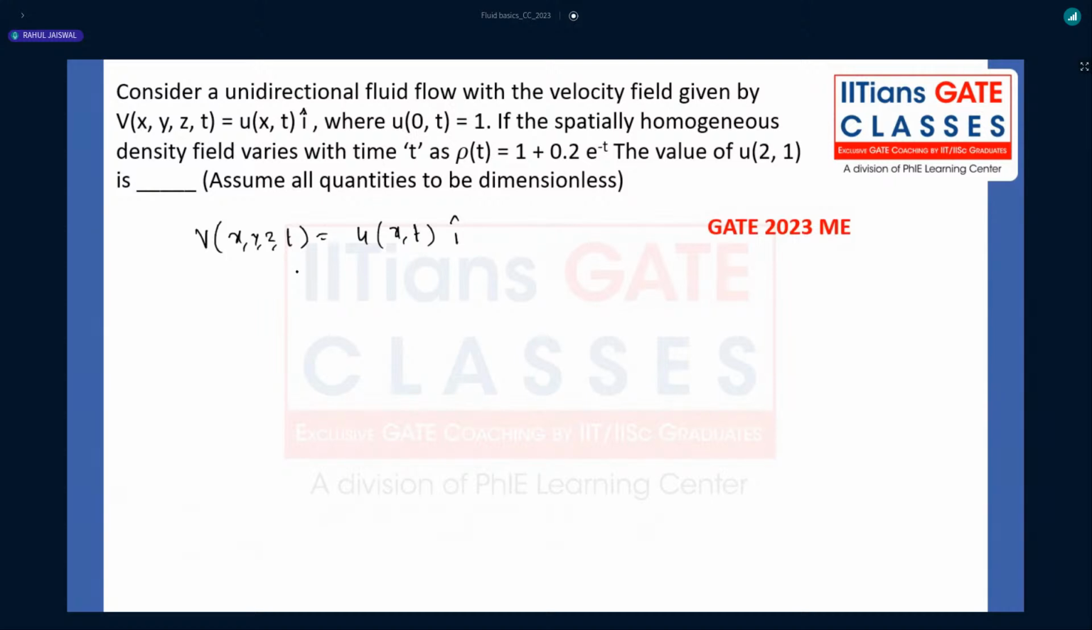It is a function of only x and t, right? And one condition is given at x equal to 0 and time t equal to 1, maybe 1 unit. They have not mentioned anything about the second, so I'm just mentioning the unit. At t equal to 1 unit, the velocity is given as 1. If the spatially homogeneous density field also varies with time as 1 plus 0.2 e to the power minus t, they are asking what is the value of the velocity at x = 2, t = 1, right?